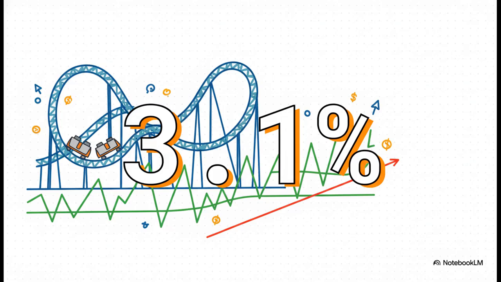So for that roller coaster investment we looked at, after all those ups and downs, the true compound rate of return was actually 3.1% per year. That one single accurate number tells the real story. It smooths out all that craziness into one number that actually means something.